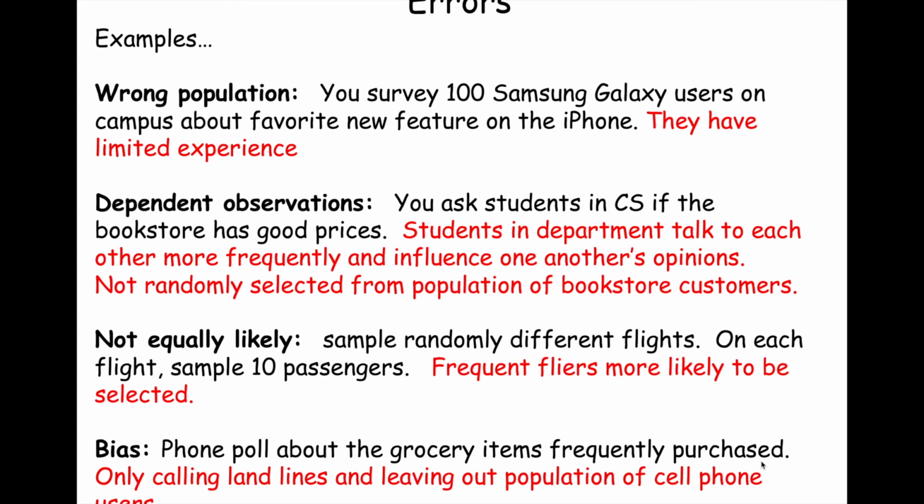Now, the last one, suppose you only called landlines for your phone poll about grocery items that are frequently purchased. Well, there's a relatively younger demographic, 18 through 25, for whom cell phone is their only phone, right? They don't have a landline home phone. All they use is a cell phone. So if you're only going to use landlines to do phone polls, you're going to underrepresent those who are cell phone only users, who tend to be younger in age in the demographic.